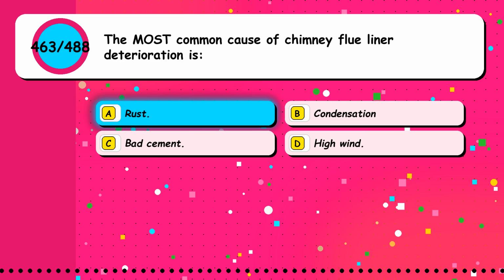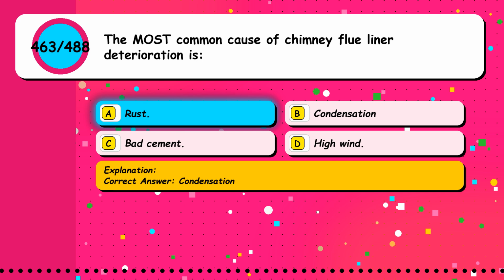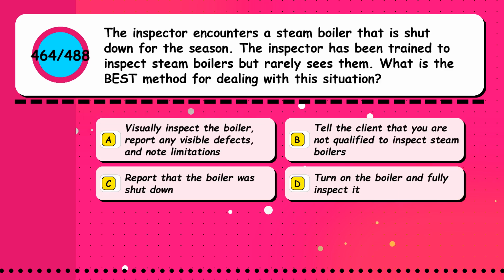The correct answer is option A, rust. Correct answer, condensation. Question 464. The inspector encounters a steam boiler that is shut down for the season. The inspector has been trained to inspect steam boilers but rarely sees them. What is the best method for dealing with this situation?